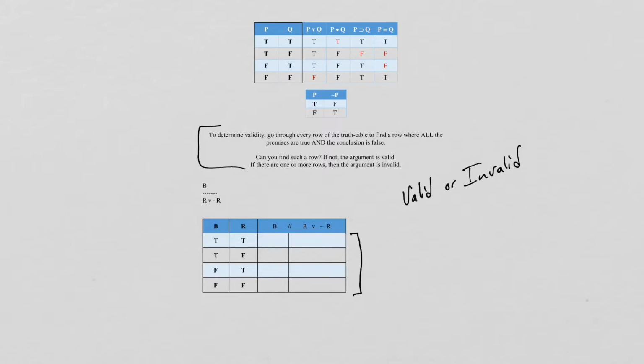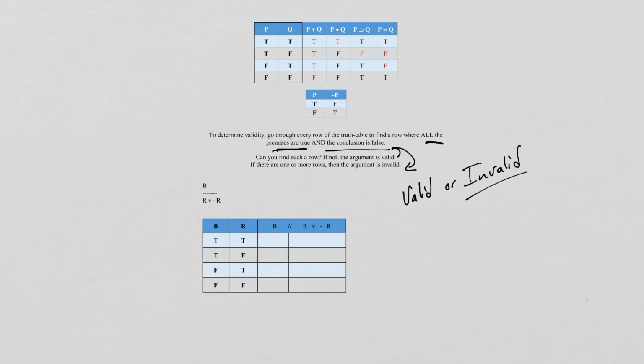To determine validity, you go through every row of a truth table to find a row where all of the premises are true and the conclusion is false. If that exists, it's invalid. If that does not exist, then it's valid. So again, valid argument, given that the premises are true, the conclusion must follow. If there's a case where all the premises are true and the conclusion does not follow, it's invalid. And that's why we're doing this truth table: to determine the validity of the argument.